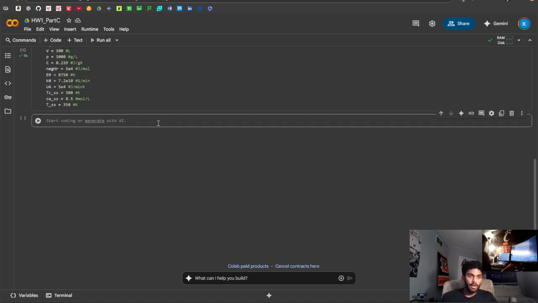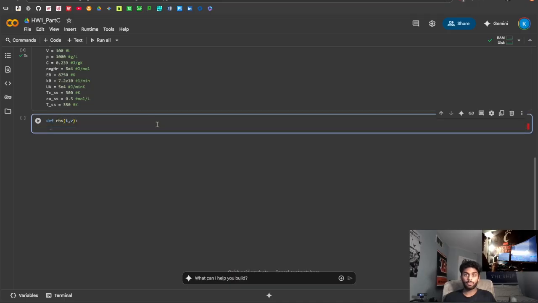So the next part now is going to be coding our function that we're going to throw into solve IVP to find our concentration and temperature graph, our plot. So we'll define a new function. We'll call this right-hand side for the right-hand side of our mass and energy balances, which we'll get to here in a minute. And we're going to give this inputs of time and some vector that we're going to unpack to get our concentrations and temperatures.